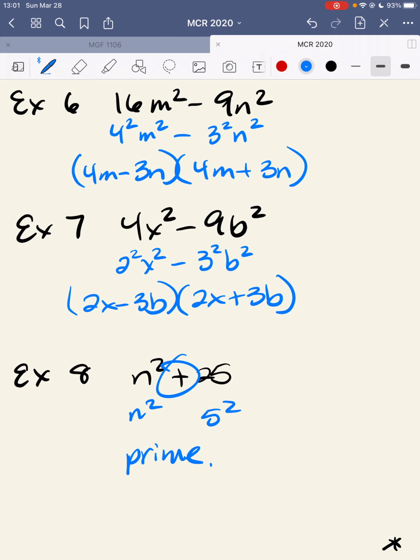Okay, so go ahead, work on the practice problems. We'll be looking also at perfect square trinomials, and see you in the next lesson.